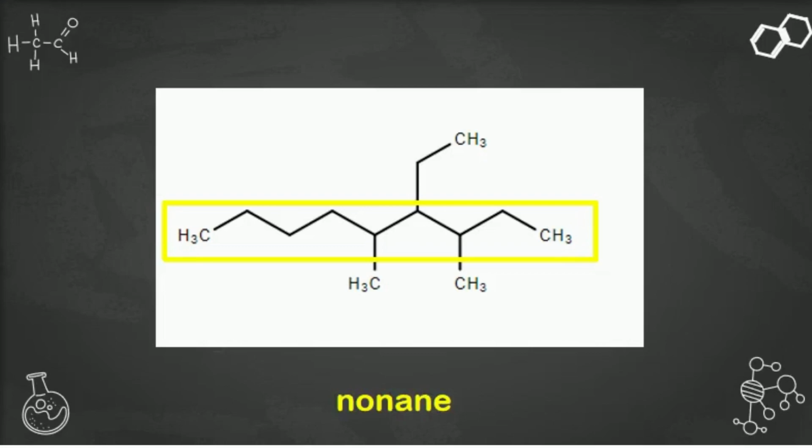Here, again, 9 carbons means the prefix would be non. And also we have single bond, which is under alkane with suffix of -ane. So we have the parent chain with the name of nonane.